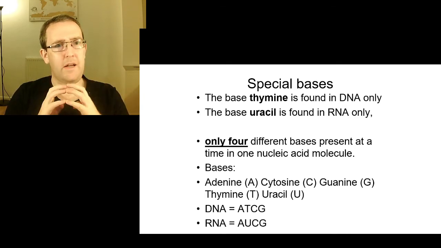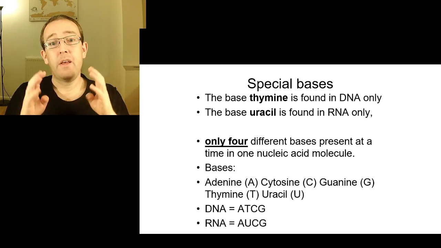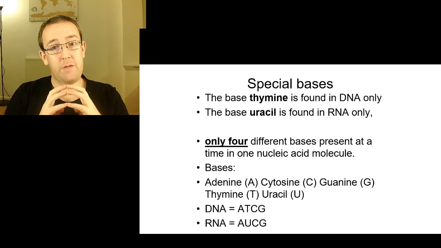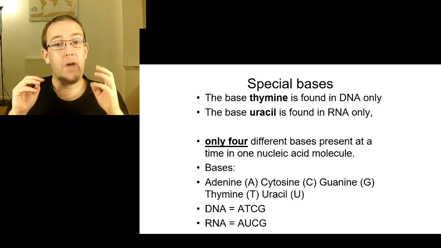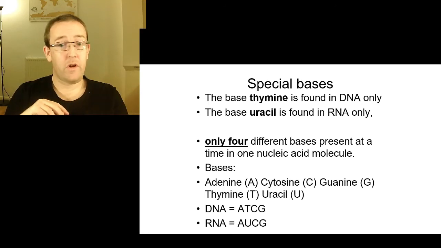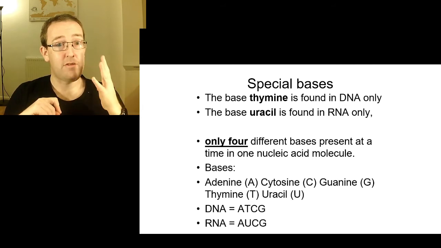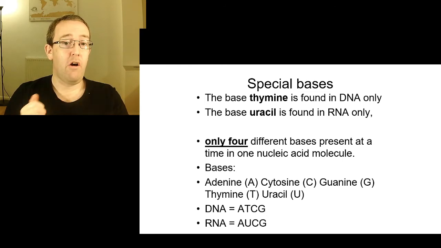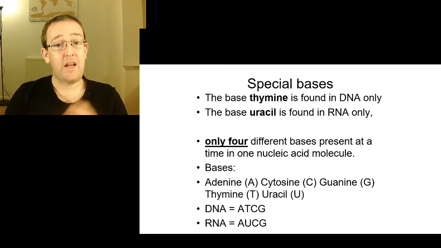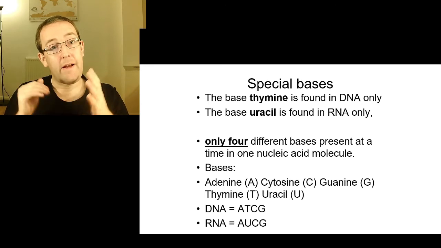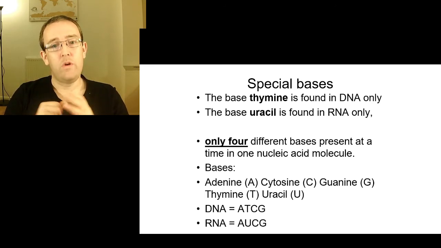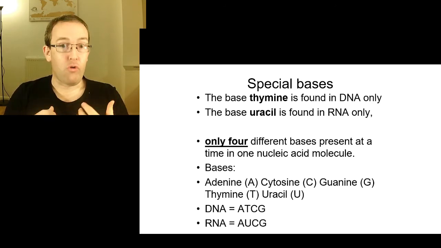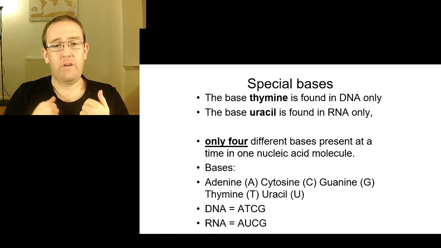Okay, that's notwithstanding any weird epigenetic stuff that we're going to come to in year 13. So only 4 different bases present at a time. Adenine is what A stands for, cytosine is C, guanine is G, thymine is T, that's your DNA bases, and then uracil is in RNA. So in DNA we've got A, T, C and G, and in RNA it's A, U, C, G: adenine, uracil, cytosine and guanine.